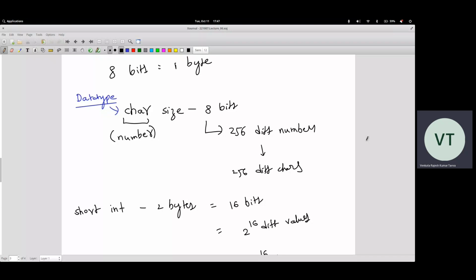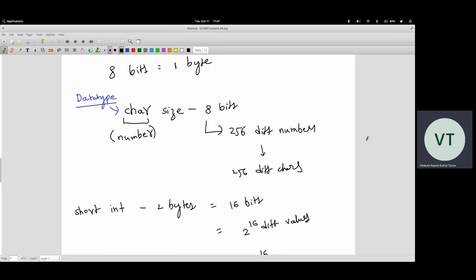Okay? So after short int, the next data type is int. Now short int, long int, etc. When you write in C, you can write short int or you can just write short. It will understand it as short int. Any way you can write. Int is only int. Int size is 4 bytes.